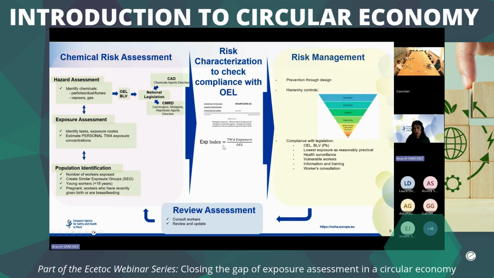And then you have to estimate the time weighted average exposure concentration of the worker. This is what we call a personal exposure. And what you usually sample here is the air around the mouth area of the worker. Usually you put a sampler on the lapel of the worker. And I'm saying air because most of the occupational exposure limits and most of the exposure is by inhalation. But it's important to check all the exposure routes because dermal exposure is also quite important.